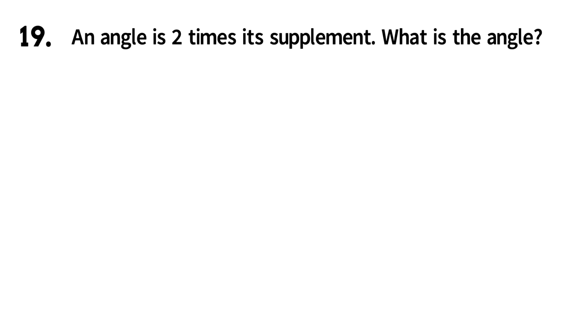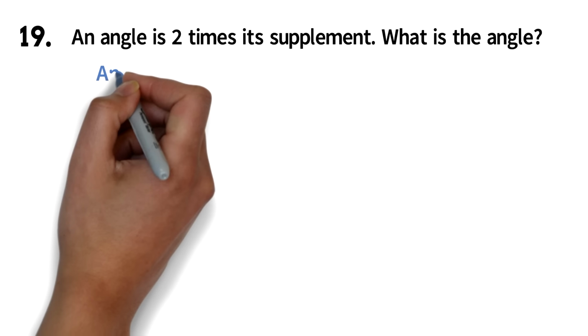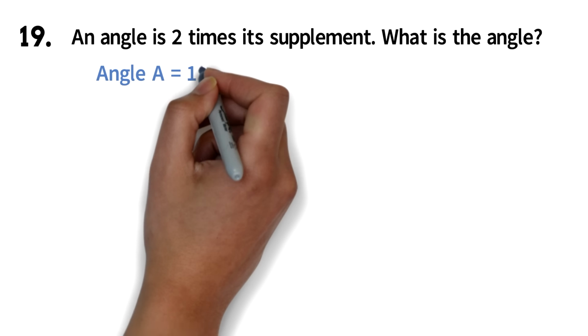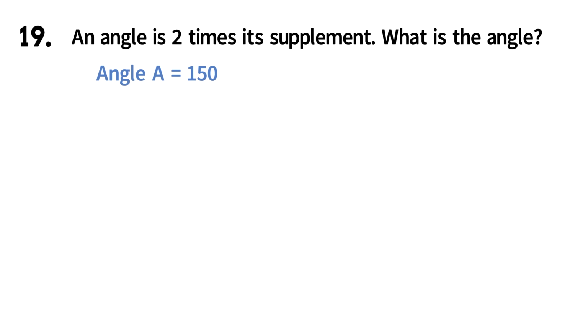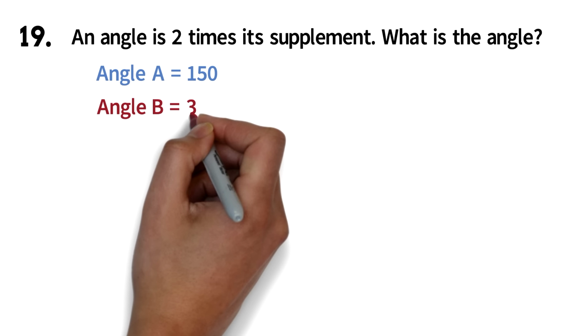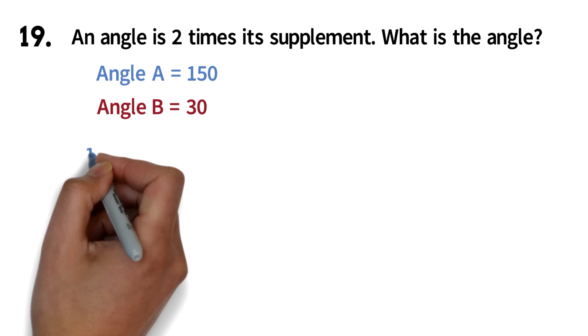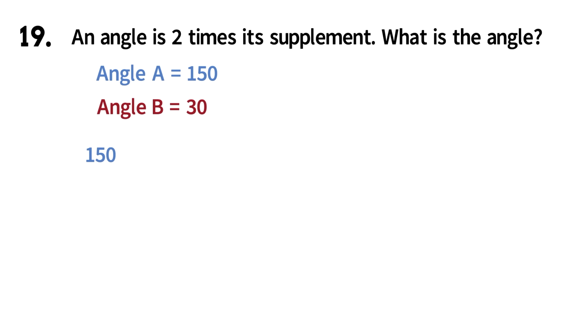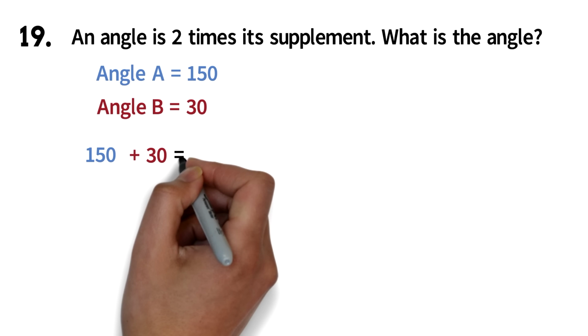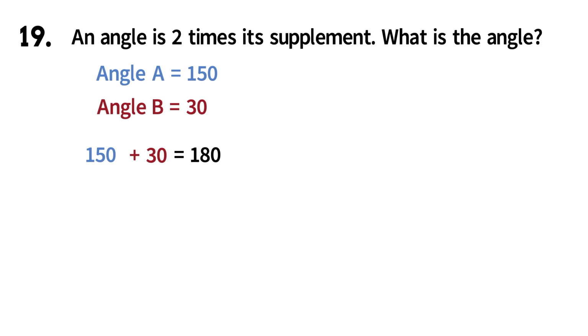Supplementary angles add up to 180 degrees. So if angle A is, let's say, 150 degrees, then angle B must be 30 degrees. 150 plus 30 equals 180.